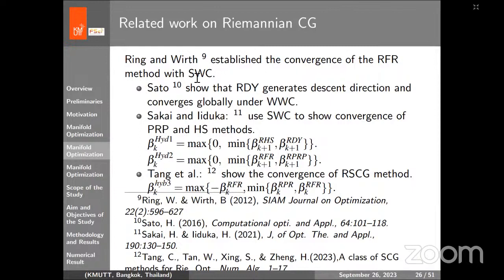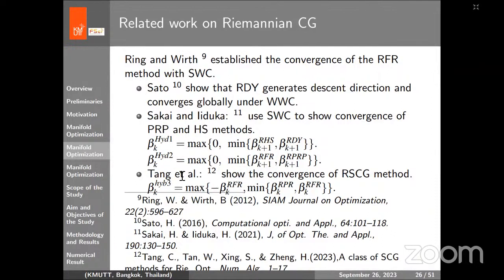this one is using the strong Wolfe line search condition, while this is using the weak Wolfe line search condition, that is the standard Wolfe line search condition, and this one is using the strong Wolfe line search condition. Later on, Sakai and Iiduka also followed the same suit in order to show the convergence of PRP and SHS methods, whereby they show the convergence of these parameters as hybrid methods given by hybrid one and hybrid two.